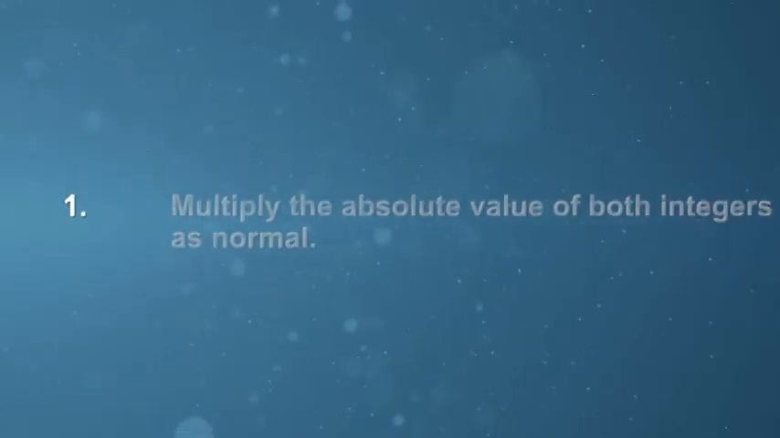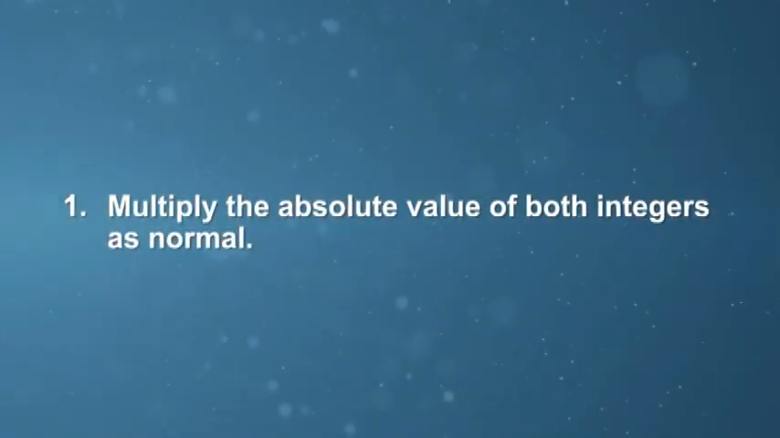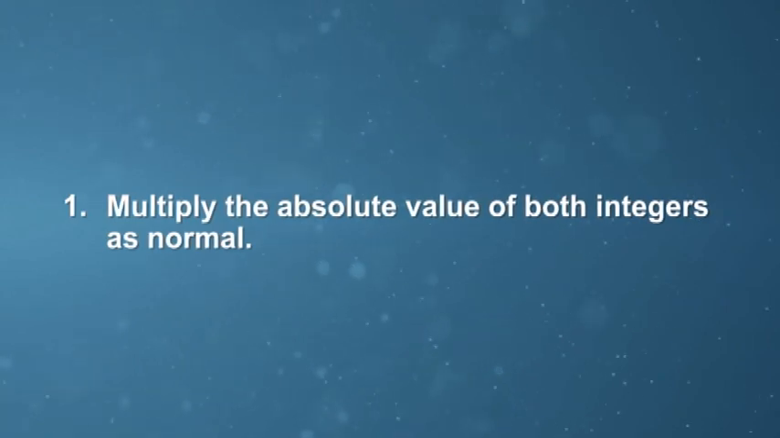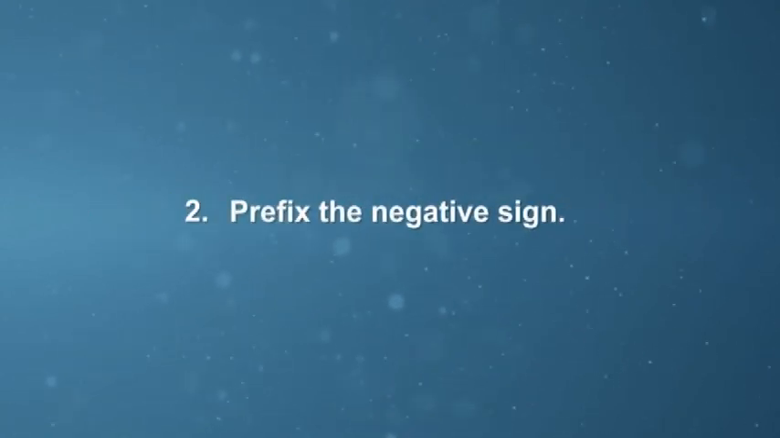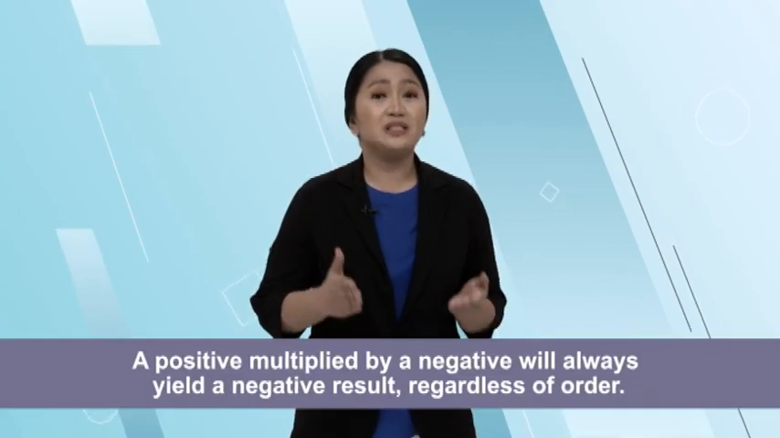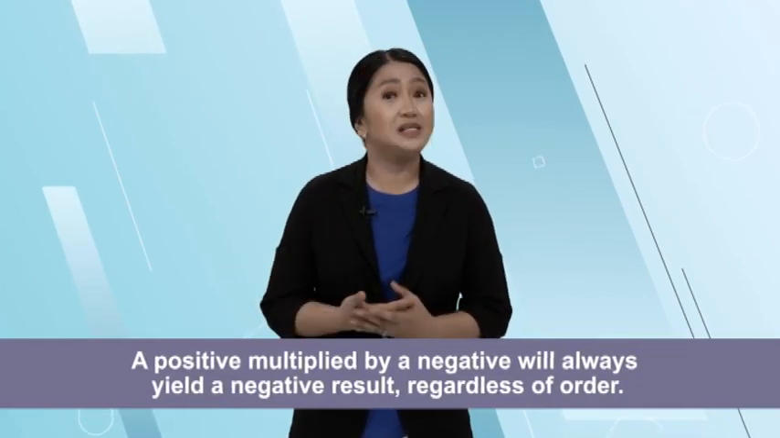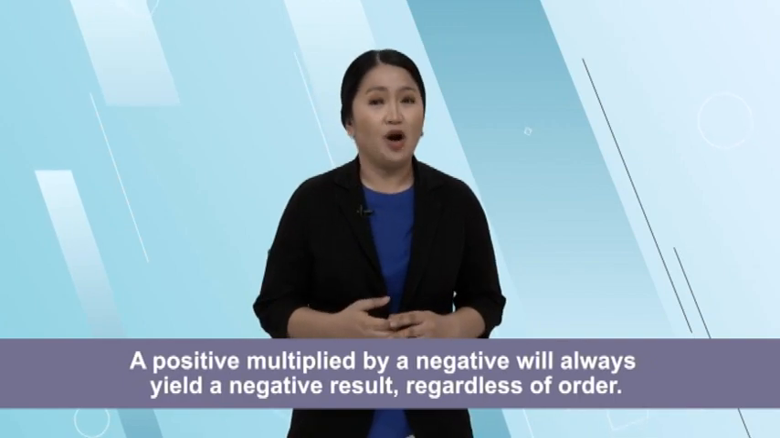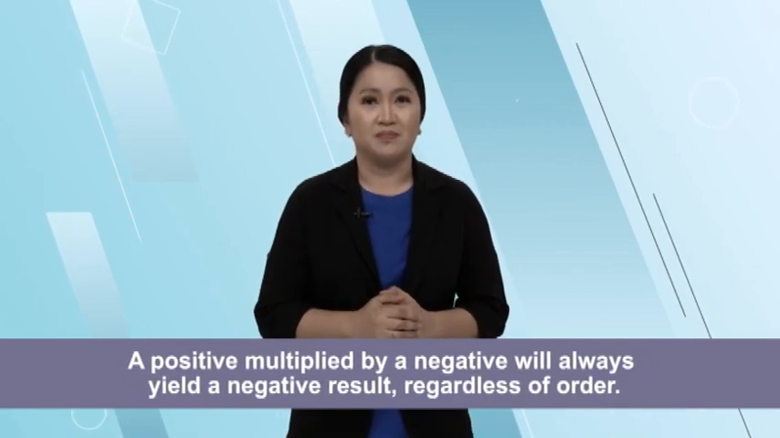To multiply integers with different signs, follow these steps. Multiply the absolute value of both integers as normal. Prefix the negative sign. Why negative? Because a positive multiplied by a negative will always yield a negative result, regardless of order.